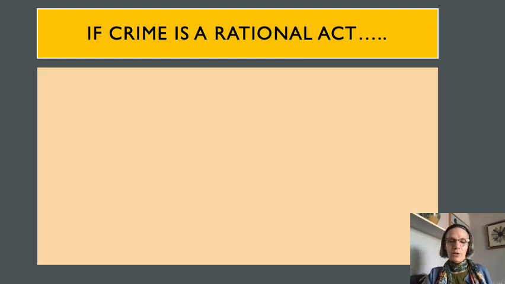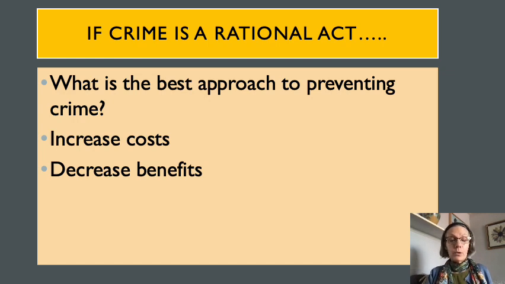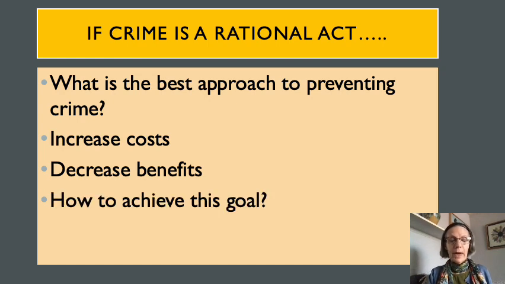So, if crime is a rational act, what's the best approach to preventing crime? Well, you increase the costs associated with crime, and you decrease the benefits of the crime, the profits that one might get from it, those variety of profits. So how do you go about achieving this goal? How do you go about increasing costs and decreasing benefits in order to reduce crime commission?